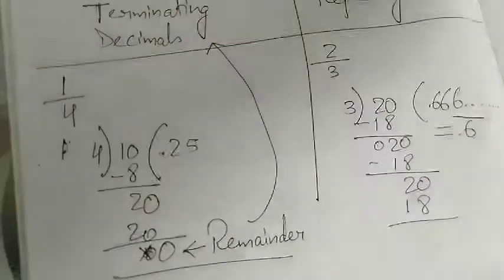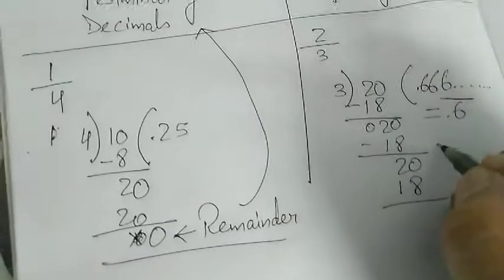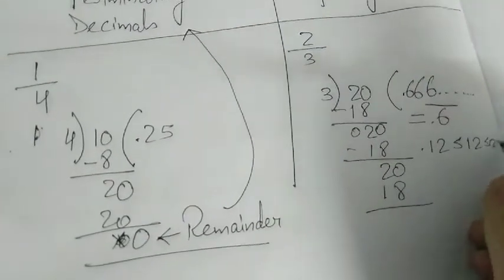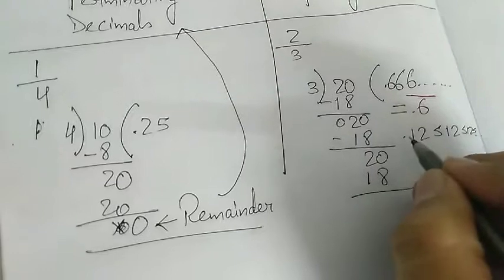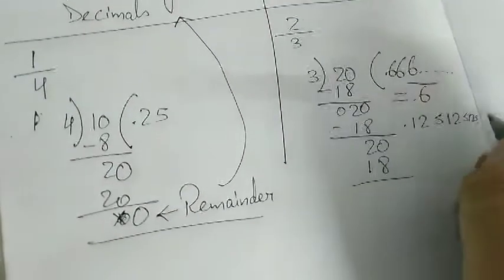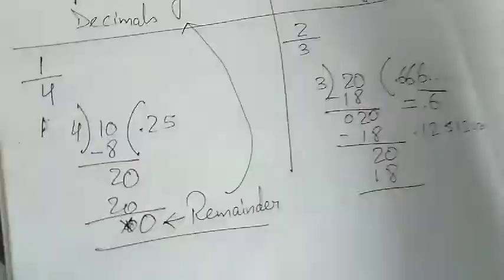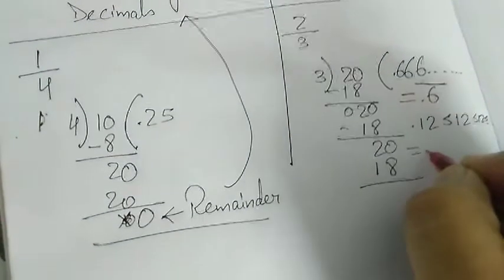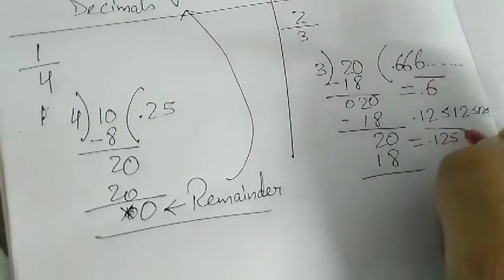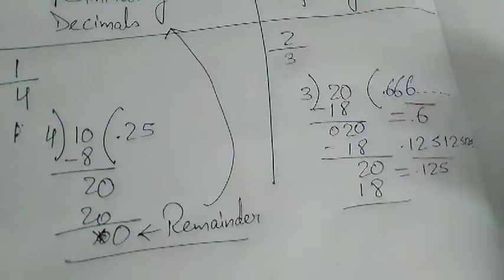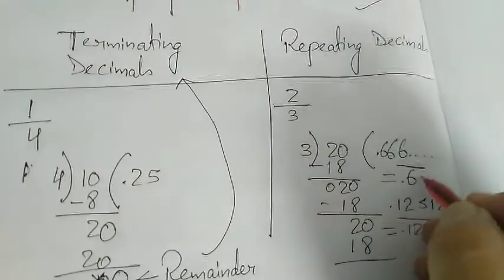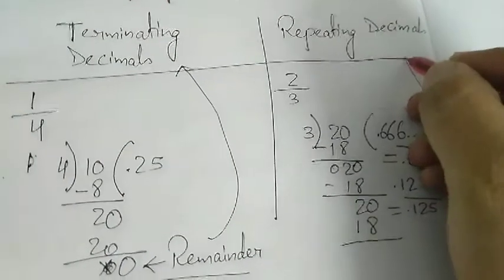Suppose the number is like this: 0.125, 125, 125, and so on. You see, this pattern 125 is repeated: 125, 125, 125. So your answer will be 0.125 bar. Understood? This is a repeating decimal.